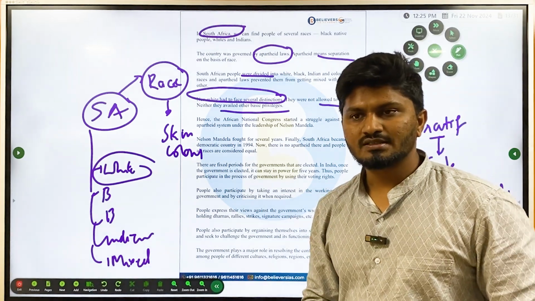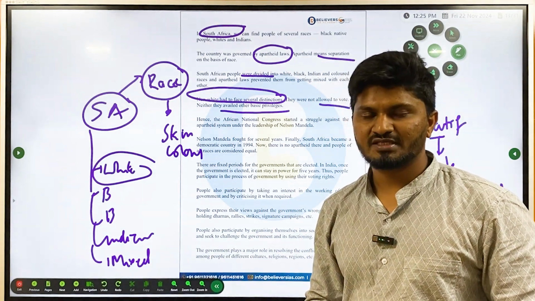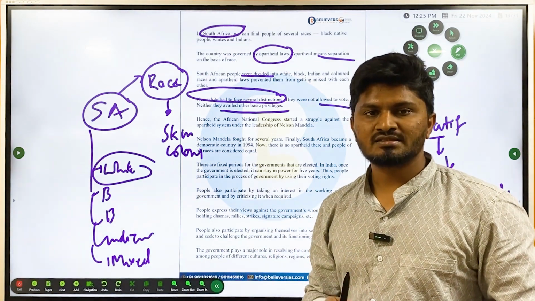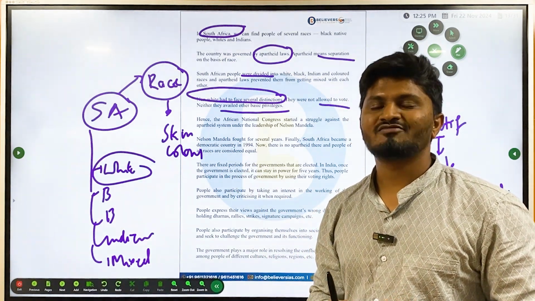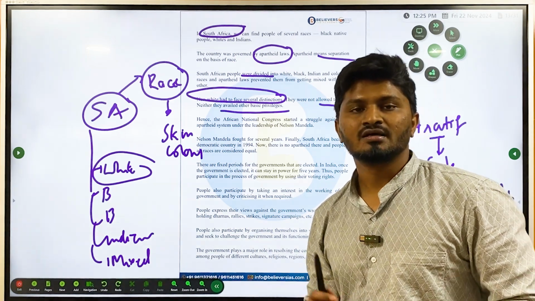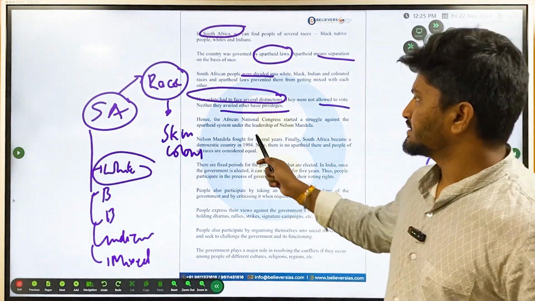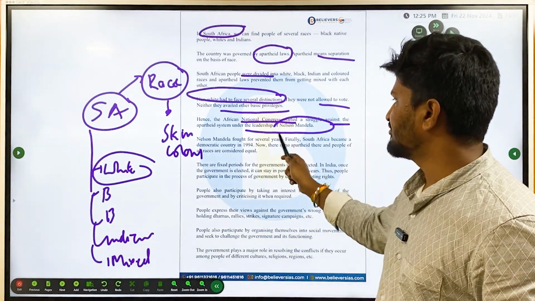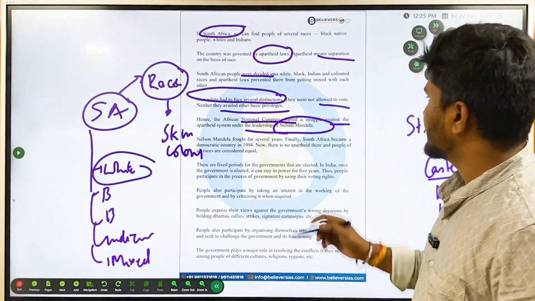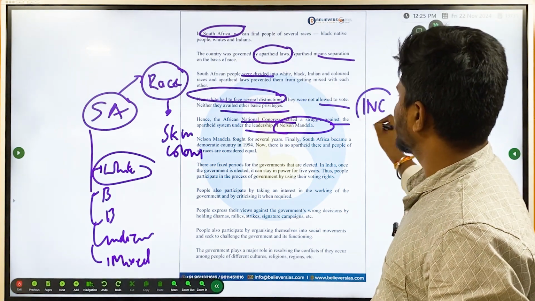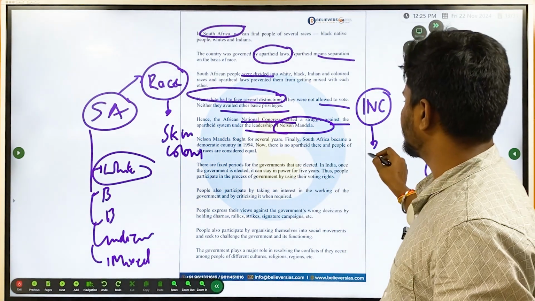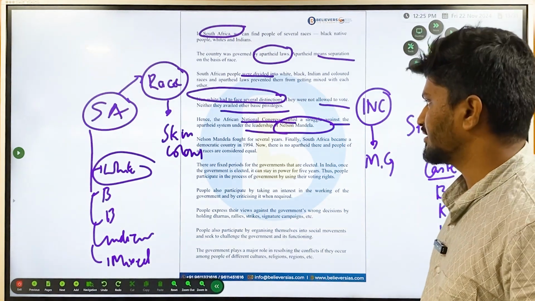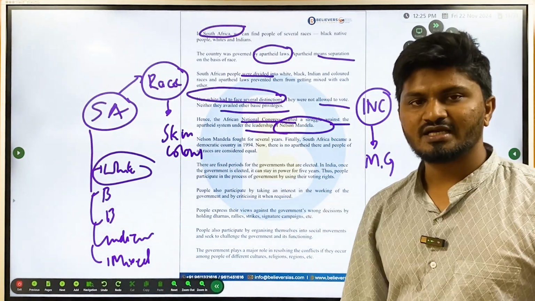If you see certain images of the apartheid system, there are signboards that said no dogs, no blacks, no Indians are allowed. This is the form of inhuman practices which were followed during the apartheid system. Hence, the African National Congress started the struggle against the apartheid system under the leadership of Nelson Mandela. Just as the Indian National Congress was started by Indians and led by Mahatma Gandhi ji, similarly the African National Congress was led by Nelson Mandela. Nelson Mandela fought for several years and he was imprisoned also.